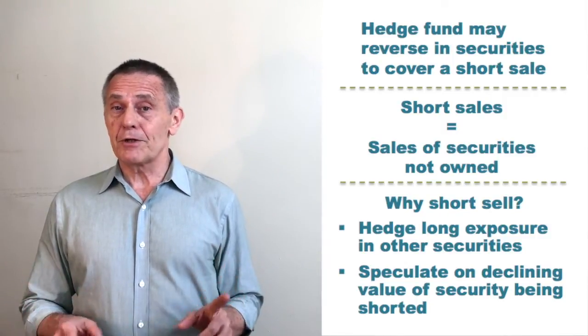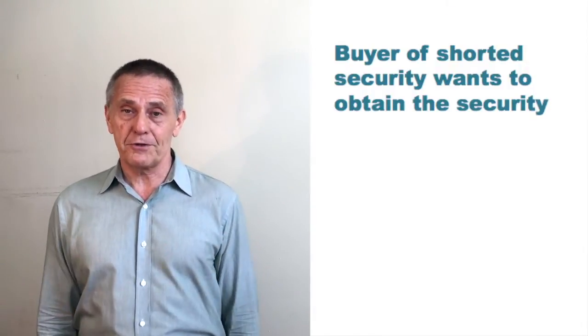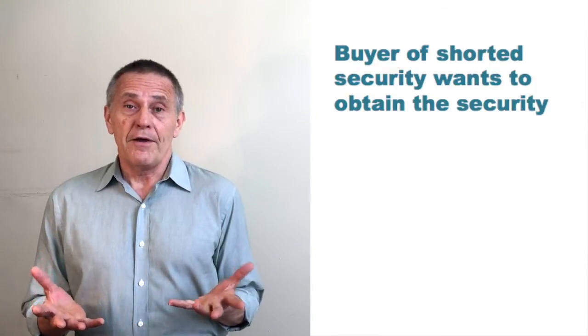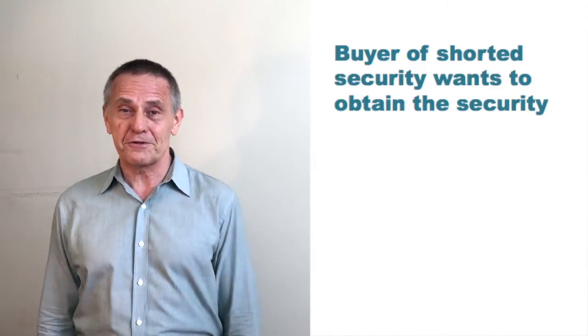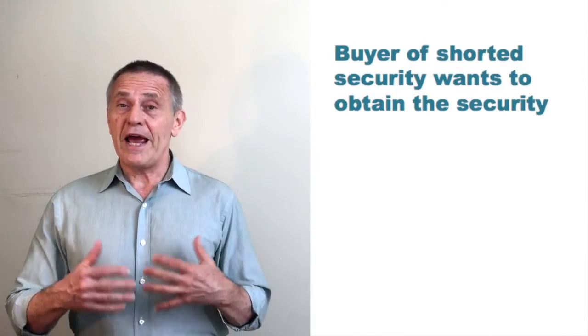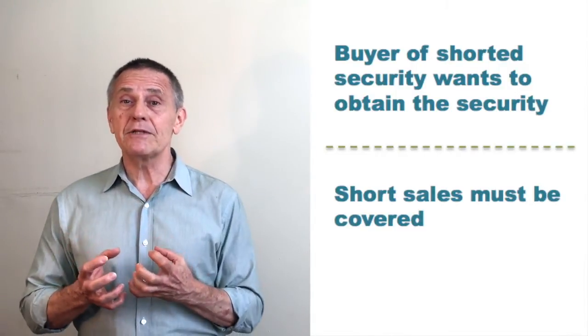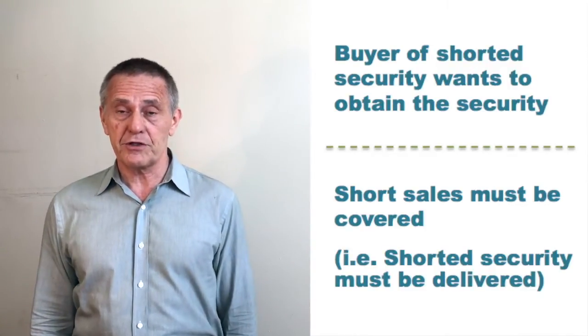But what we need to consider are the motives of the counterparty in the short sale. Because the buyer in the transaction, the party on the other side of the hedge fund short sale, is not buying to accommodate the hedge fund's desire to go short. They're buying because they want to possess the securities. They want to own the securities long. They've written an uncovered call that got exercised, and they need to obtain the securities to deliver on the exercise of that call. So whenever one does a short sale, they're going to have to cover it. That means they'll have to obtain the securities they sold that they didn't own so they can deliver those securities to the buyer in the transaction.